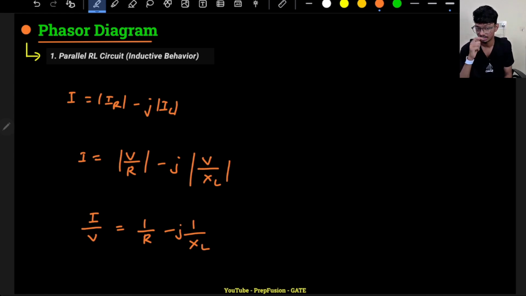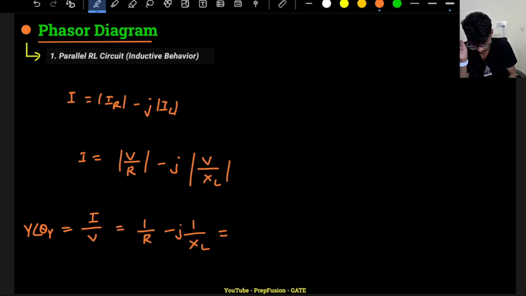So this is what I taught in the previous lecture about admittance. Whenever there is a parallel circuit, we can solve it more easily with admittance. Whenever there is a series circuit, it is easier to solve with impedance. So I by V is the admittance Y, with admittance angle theta Y. The impedance angle is different, the admittance angle is different, and the power factor angle is different. So three things are different, but all of their magnitudes are the same.